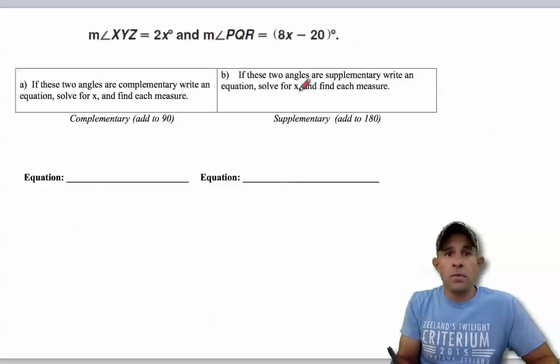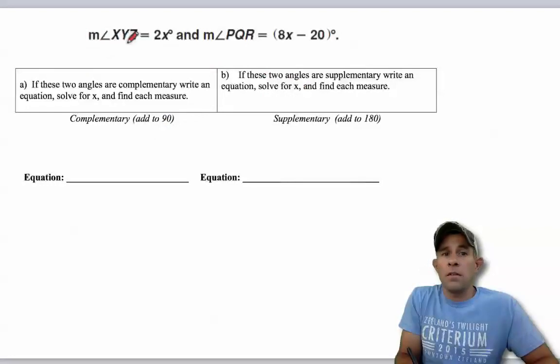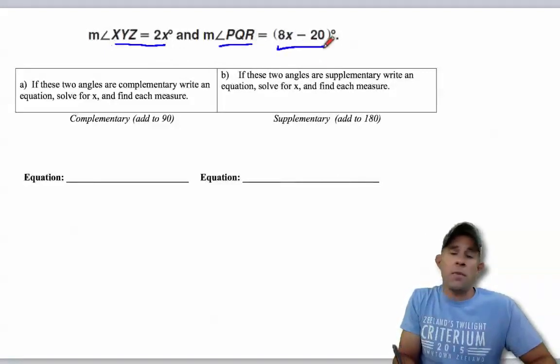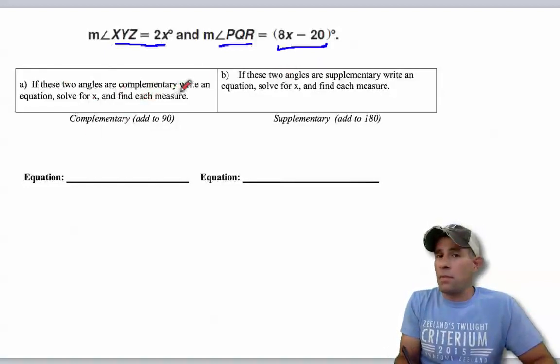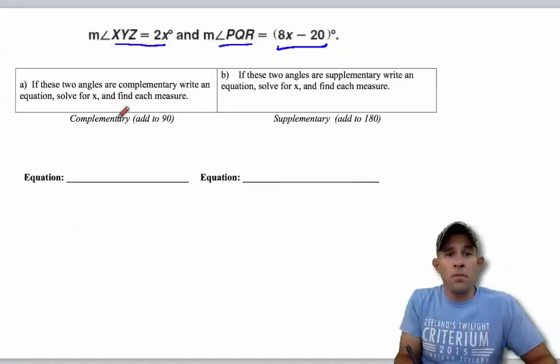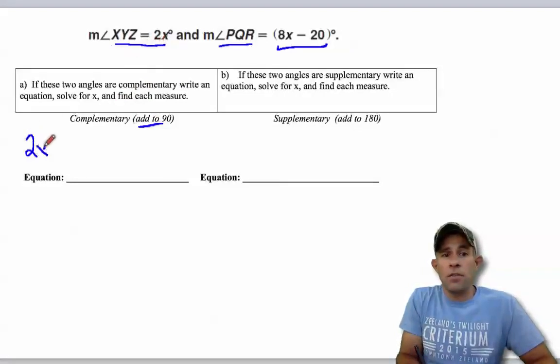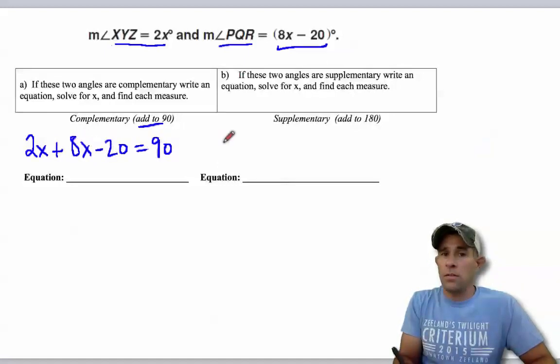Okay, in our final example for today, we have two angles, angle XYZ, and its measure is given by the expression 2x, and the measure of angle PQR is represented by the expression 8x minus 20. In part A of this, we are told that these are complementary, and we should figure out what the value of x is and find the measure of each angle. So if they're complementary, I know they add to equal 90, so I can take their expressions, 2x plus 8x minus 20, and set that equal to 90 degrees.